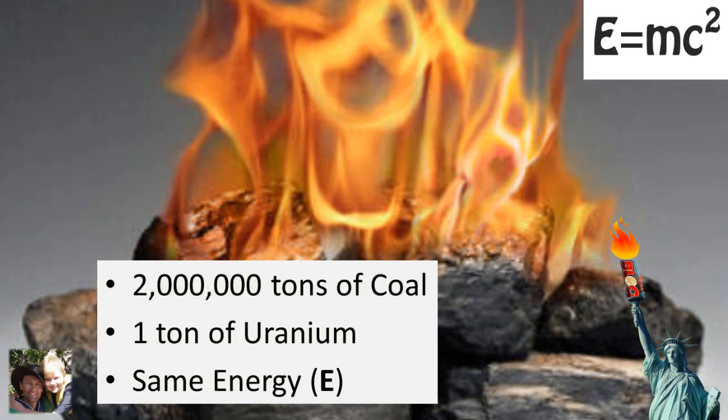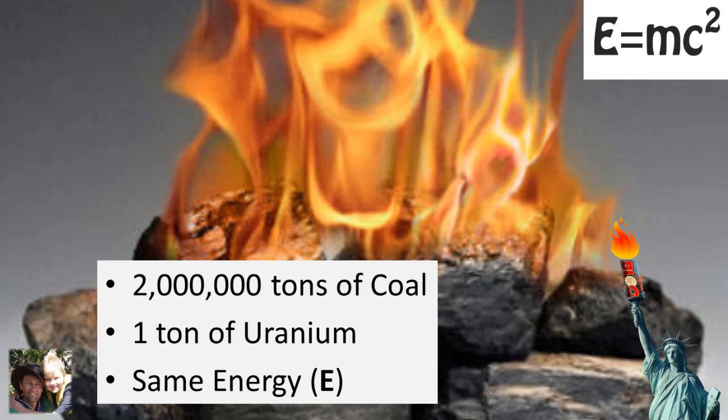2 million to 1. 2 million tons of coal to be burnt or 1 ton of uranium to be converted into the same amount of energy that does the same thing if you turn on a light bulb or you want to run a fan in your house or run a pump or something like that. 2 million tons is 2 million units. 1 ton of uranium is 1 unit.